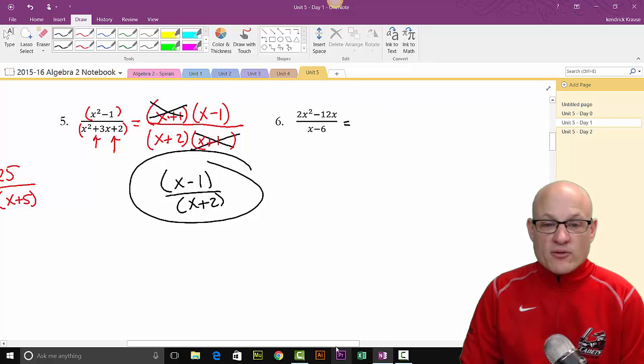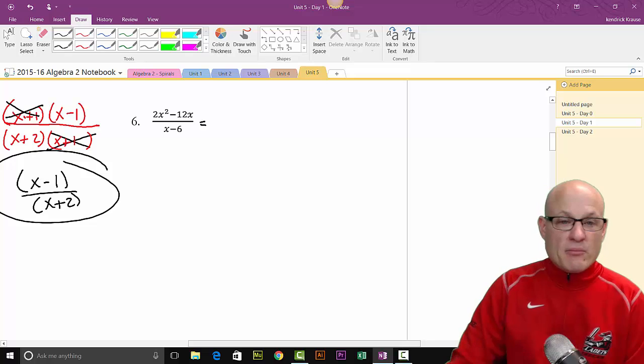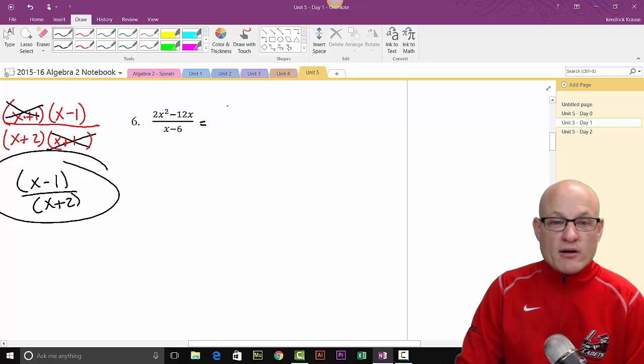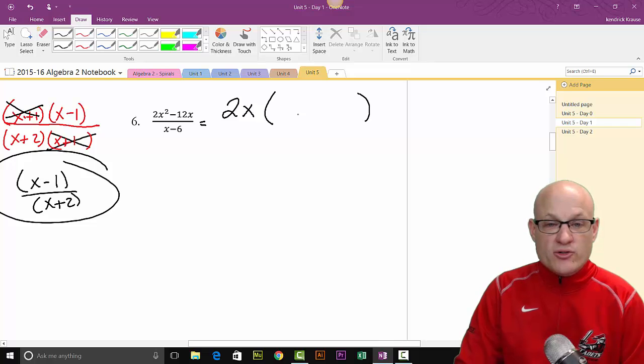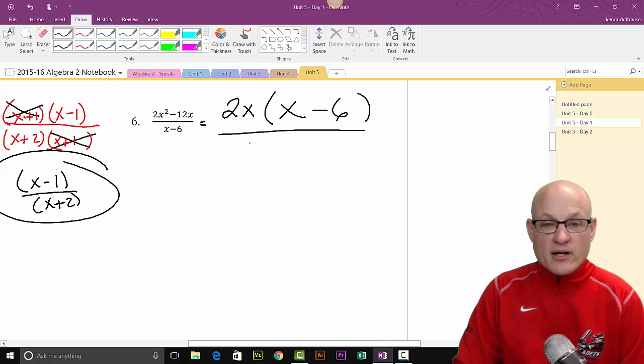All right, last one over here. Let me slide over so my big bald head gets out of the way. In the numerator, I can take out a 2x. Not just an x, not just a 2, but a 2x. And I'm left with x minus 6. In the denominator, I have just x minus 6. Those cancel, and the answer is 2x.